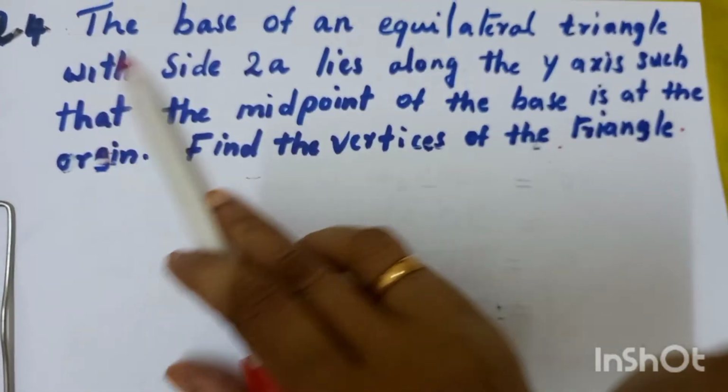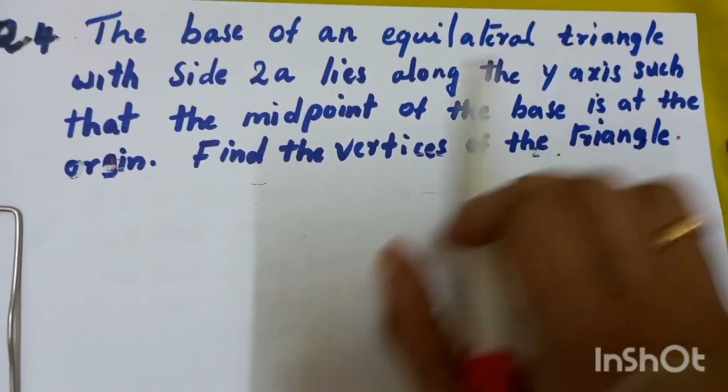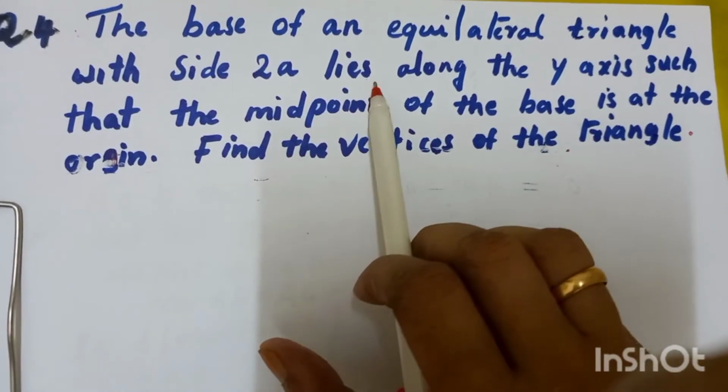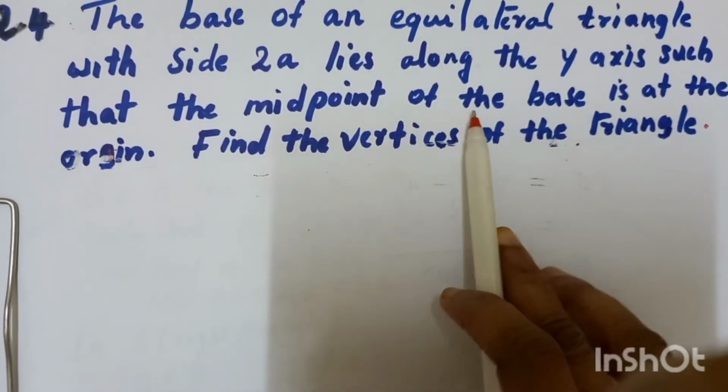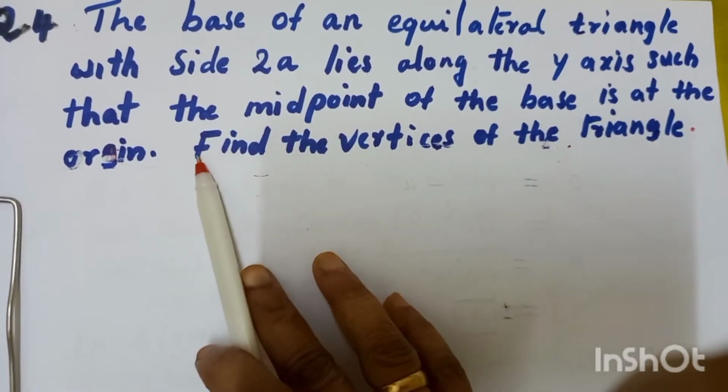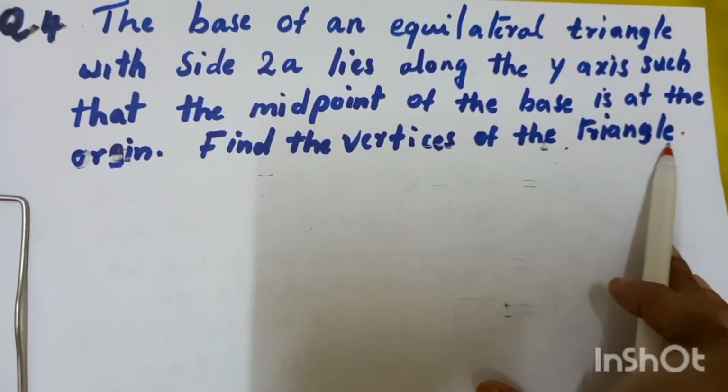Question number 4. The base of an equilateral triangle with side 2a lies along the y-axis such that the midpoint of the base is at the origin. Find the vertices of the triangle.